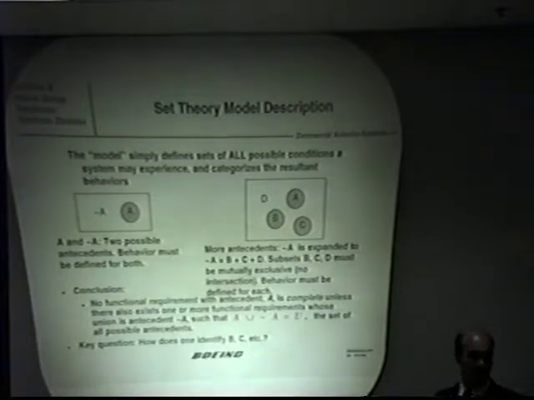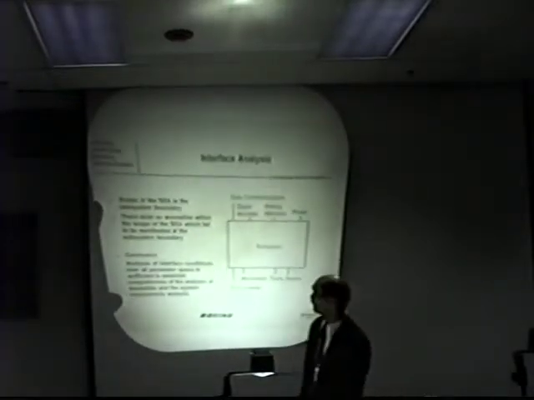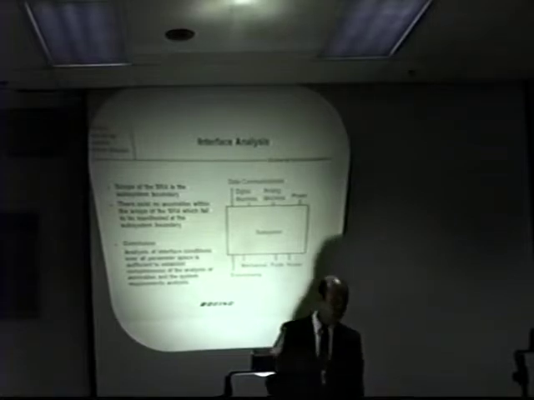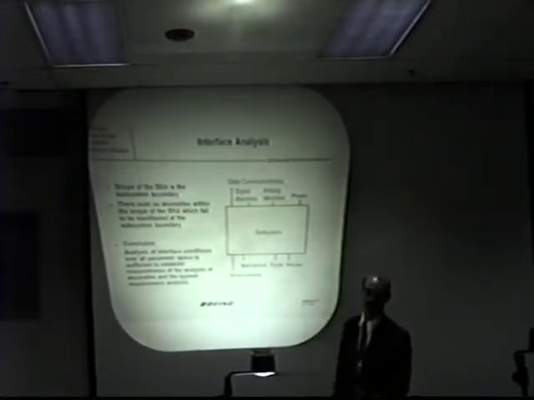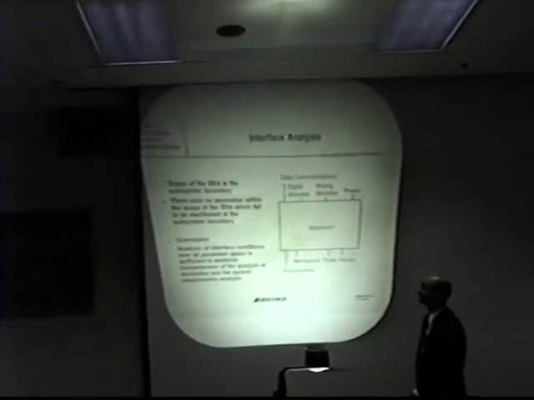And the key question, we got it again last week when we were talking: how does one identify B, C, or figure out how many of those you actually need? And that's what we're going to talk about today. The key to figuring that out is looking at the interfaces of the subsystem you're analyzing. Everything you need to worry about is on the interface boundary.